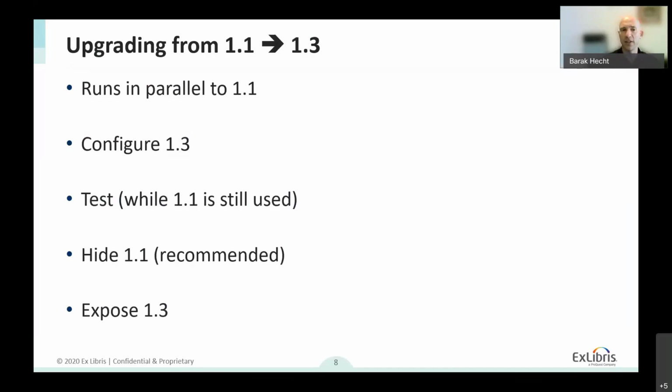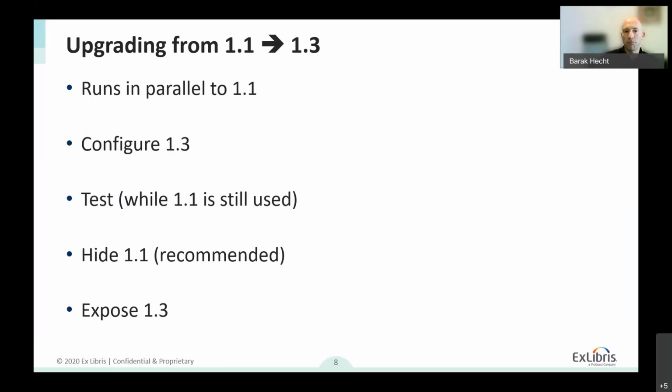So what we suggest is configuring the 1.3 on both sides, testing it while 1.1 is still running. And once you see everything is working as needed, you can hide 1.1, the links of that using 1.1, and now start exposing 1.3 and having maybe new courses only use the LTI 1.3 when the old courses still have the old links. So this is just an idea of how this can be achieved.